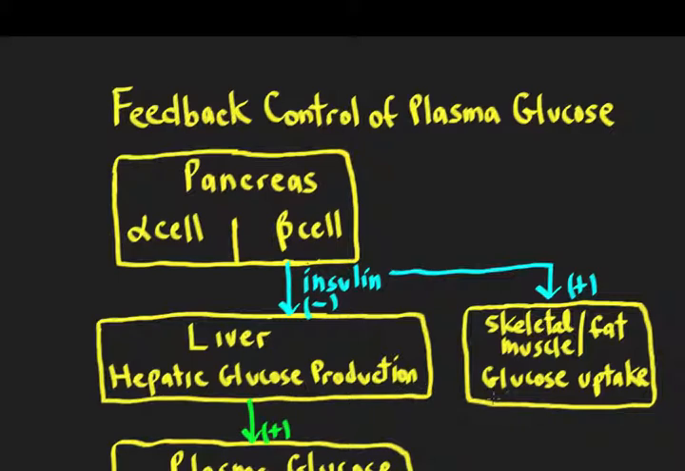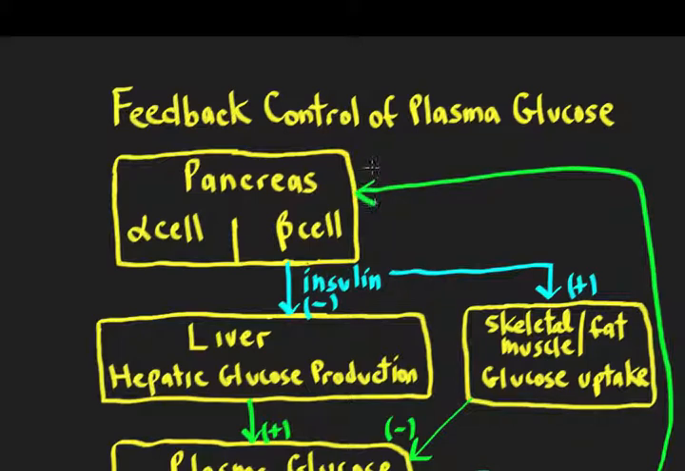And when skeletal muscle and fat are taking up glucose, plasma glucose tends to go down. And when glucose uptake goes down in skeletal muscle and fat, that tends to cause a rise in plasma glucose. Now, if we go and finish off this feedback loop, the plasma glucose actually comes around and can have a direct effect on the beta cell to promote insulin secretion. So when glucose levels go up, insulin release goes up, and when glucose levels go down, insulin release goes down. And there's a very specific mechanism of how that works, which will be shown in another video.